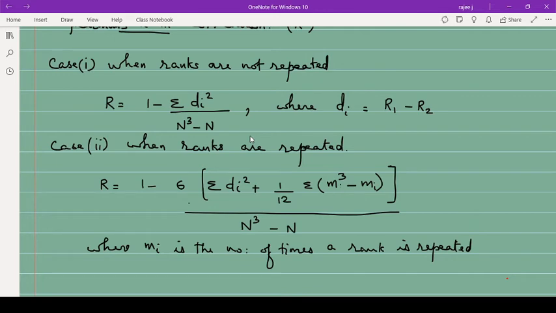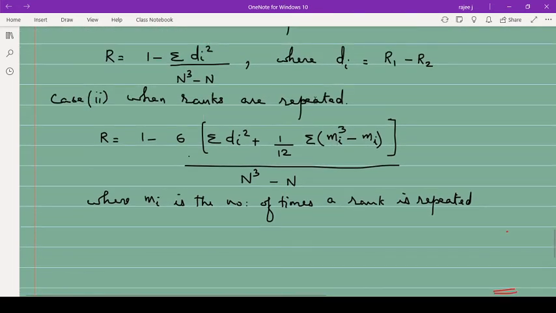If I write first m1 cube minus m1, then summation is there, so plus m2 cube minus m2 plus m3 cube minus m3, as many times as it comes, that many times you have to add, that is why summation is given. So you can write mi cube minus mi, otherwise just m cube minus m, as you wish. So these are the two formulas we use to find Spearman's rank correlation coefficient.